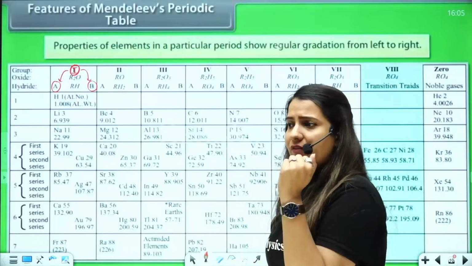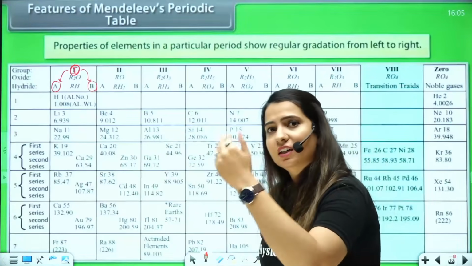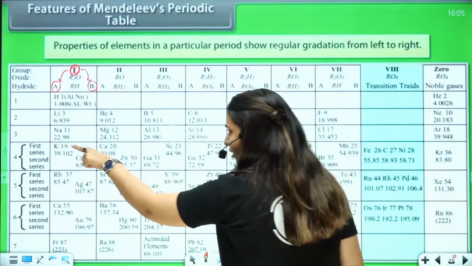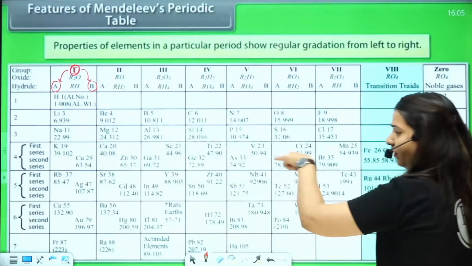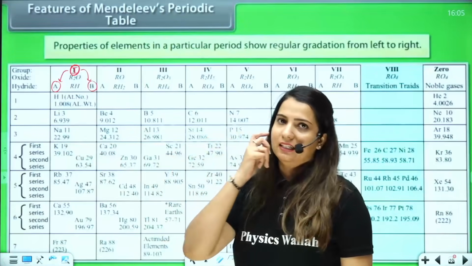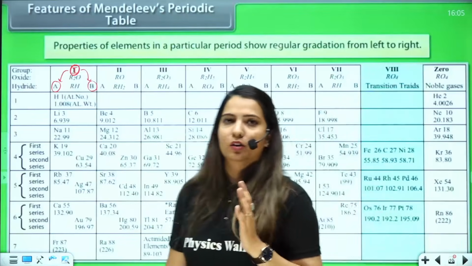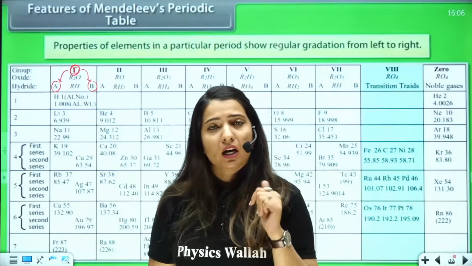I can say that will be A1 and B1, and the periods will be classified as the first series and the second series. Done? So you have the whole of the first series present over here, the whole of the second series over here. See, the block is the same. There is no difference of blocks, but the series are different. So we don't have to learn Mendeleev's periodic table, but we should understand this table.